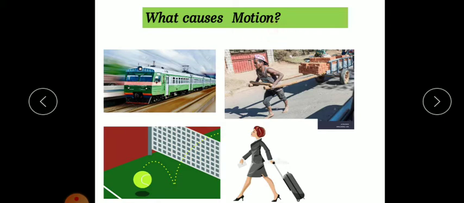Force causes motion. The engine is applying a force on the train. That is why this train is moving. And the person is applying a force on the cart, and that is why this cart is moving. The ball is in motion because a force is applied on this ball. The girl is exerting a force on this luggage bag. So what causes motion? Force. So force causes motion.